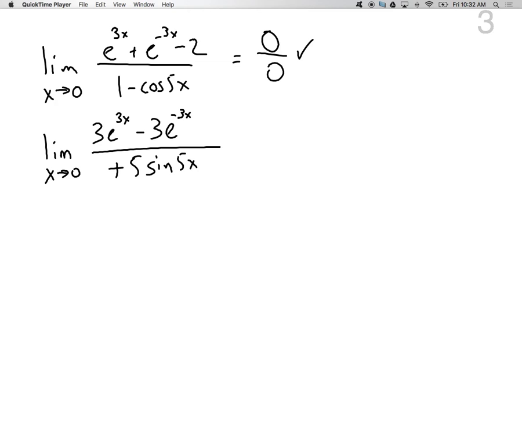Cool. So the top would be 3 minus 3. So that's 0. Yeah, we got that. And then, oh yeah, it's 0 again. 0 over 0? Oh boy. Do it again.